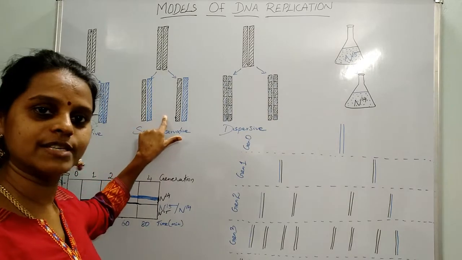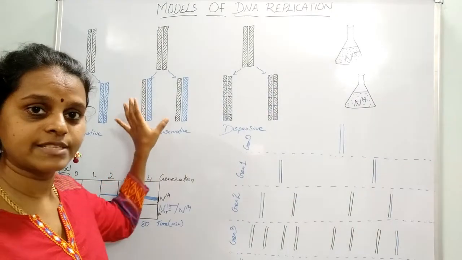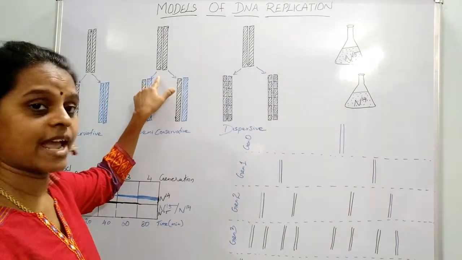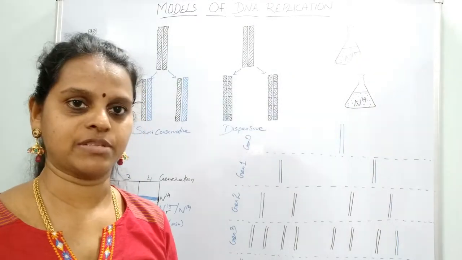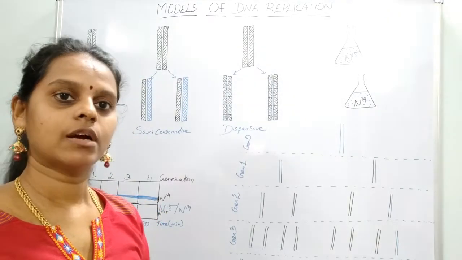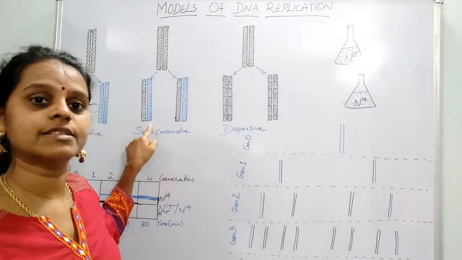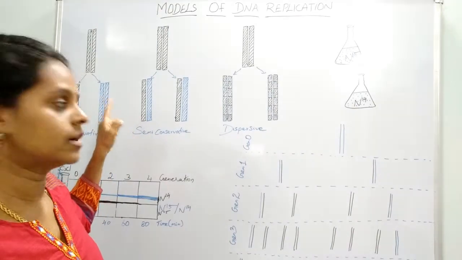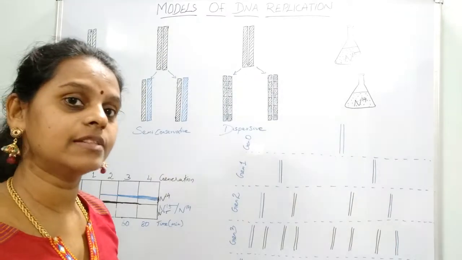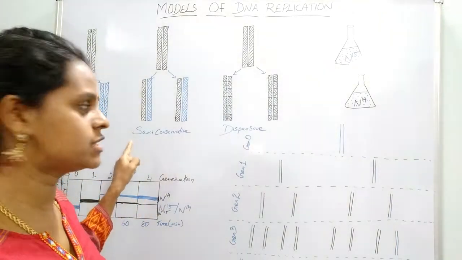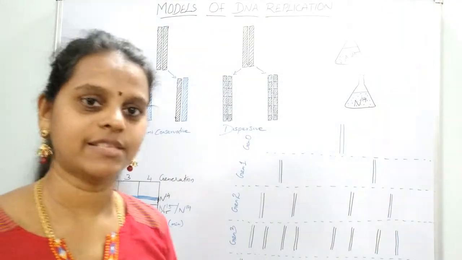The second model is the semi-conservative model of DNA replication. In this model, you can see the two strands of the DNA molecule first get separated, that is, unwinding happens. Both the strands act as a template for DNA replication, and the newly synthesized complementary strand is synthesized based on the base pairs present in the parent strand. As a result, in the daughter molecules, one strand will be from the parent molecule, whereas the other strand will be newly synthesized.